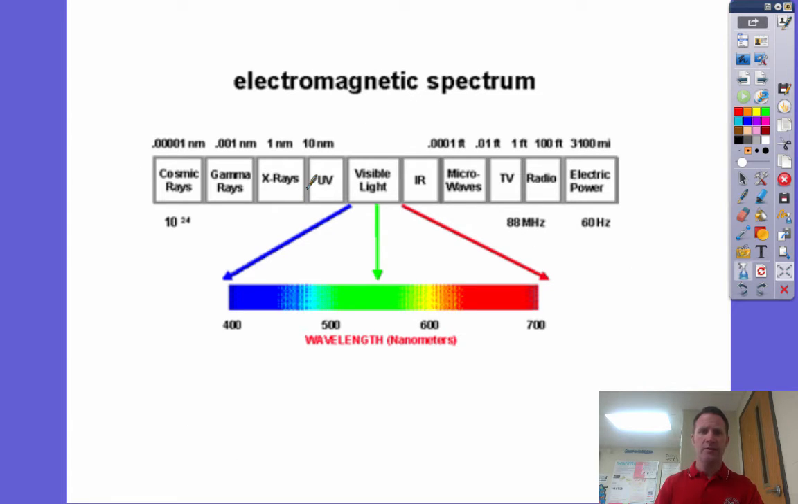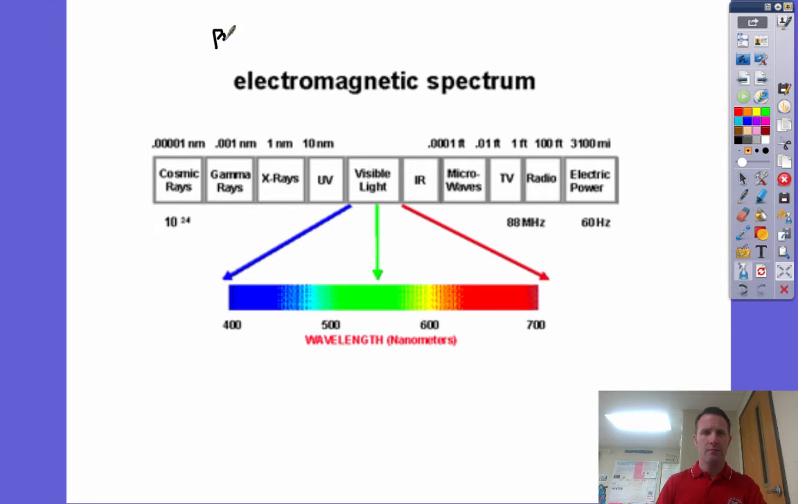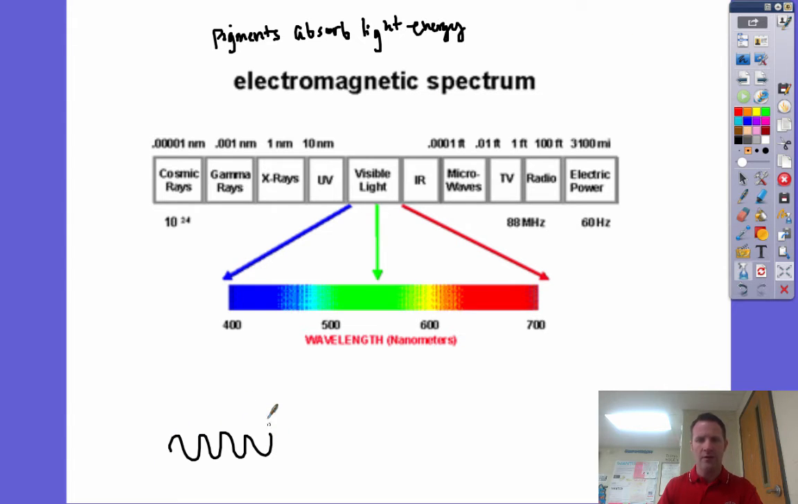As a result of this, we talked about pigments. Remember that pigments are molecules that absorb light energy. In doing so, we talked about the electromagnetic spectrum and light. Remember that light travels in waves. Light travels in waves, and we looked at the wavelength of light.